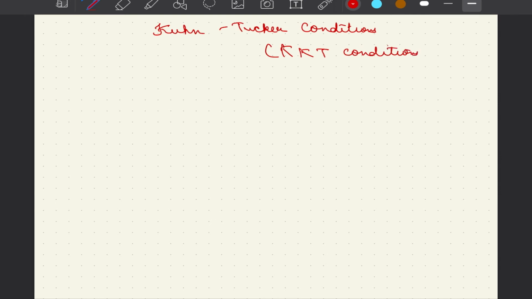Now, with this understanding, we are good to go and look into very important conditions called Karush-Kuhn-Tucker conditions, or KKT conditions, named after the scientists who first formalized it.